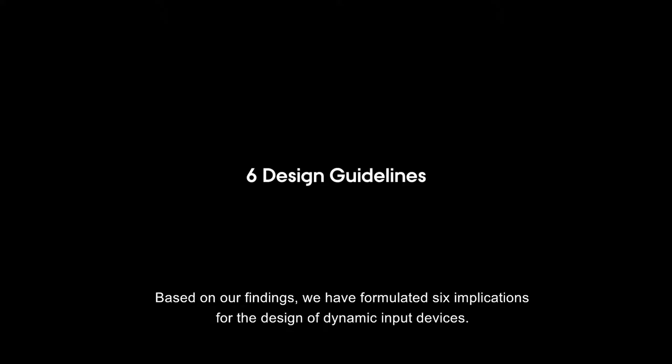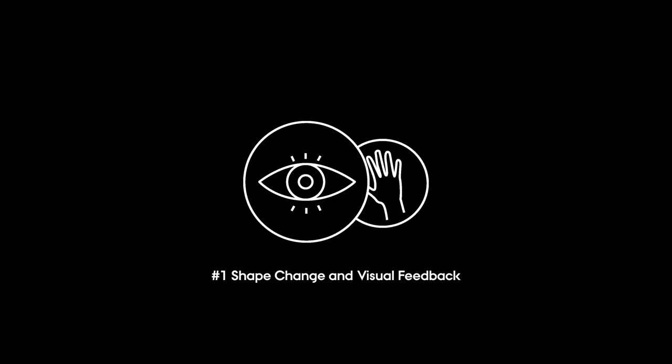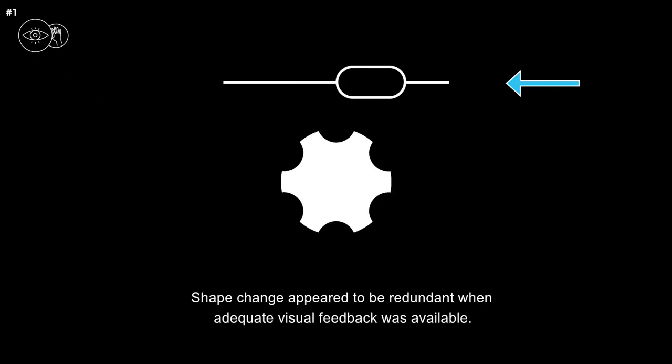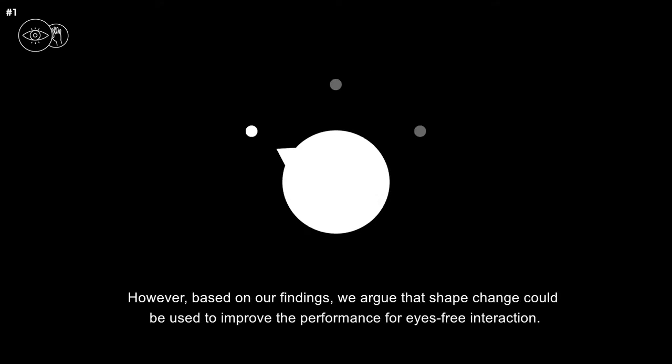Based on our findings, we have formulated 6 implications for the design of dynamic input devices. Shape change and visual feedback. Shape change appeared to be redundant when adequate visual feedback was available. However, based on our findings, we argue that shape change could be used to improve the performance for eyes-free interaction.